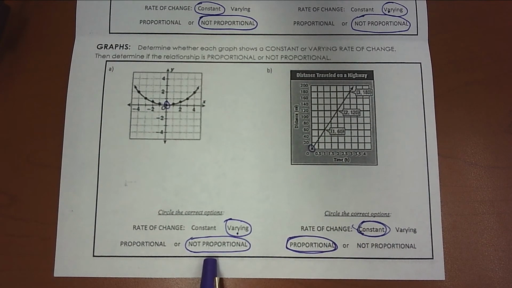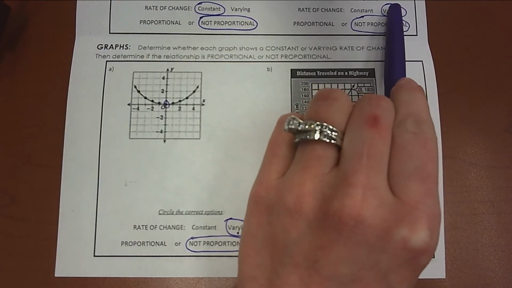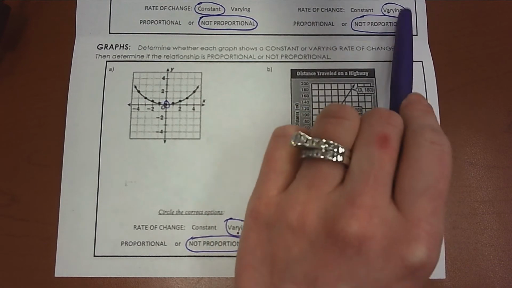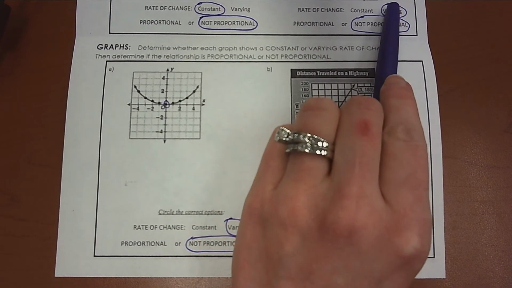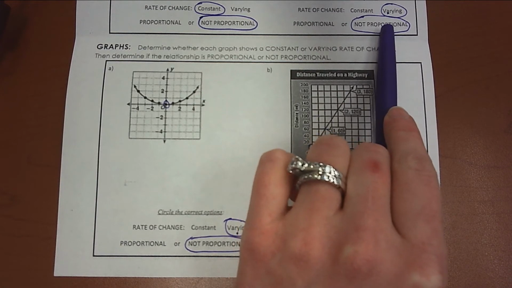What's important for us to realize and note is that varying is always not proportional. Varying and non-proportional go together. Varying means nonlinear. Proportional means that it has to be a line through the origin. So those two are never going to go together. Varying is always not proportional when we're talking about functions.